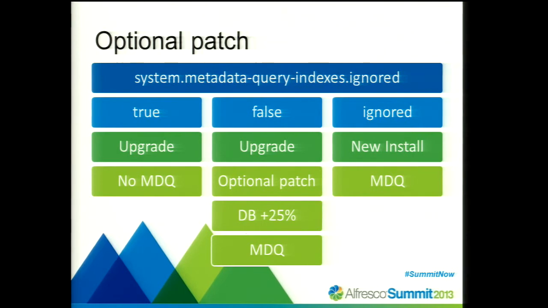If you install Alfresco 4.2 from clean, then the metadata query stuff will be supported by default. The indexes will be there, and if you don't want them, you'll have to go and remove them by hand. That's the only way there is at the moment. So if you're upgrading, you don't get DB query unless you go and specifically ask for it.